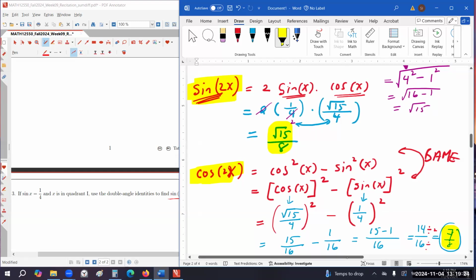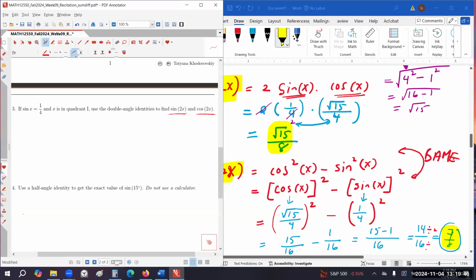Was anything unclear here? Any question, comments, anything? All clear so far? Wonderful.